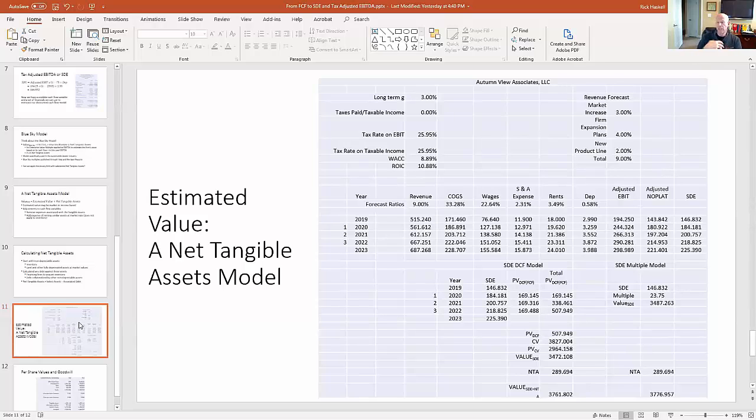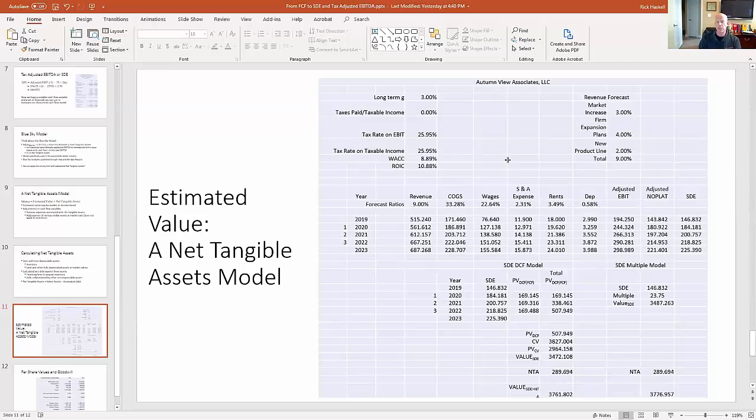And this is also letting us see a little bit of the outcome of just the seller's discretionary earnings. So I have here Autumn View Associates. You're very familiar with the structure. I've got a forecast here, but notice I have not forecast debt. I have not forecast invested capital. I'm not forecasting fixed assets. I'm not forecasting change in net working capital.